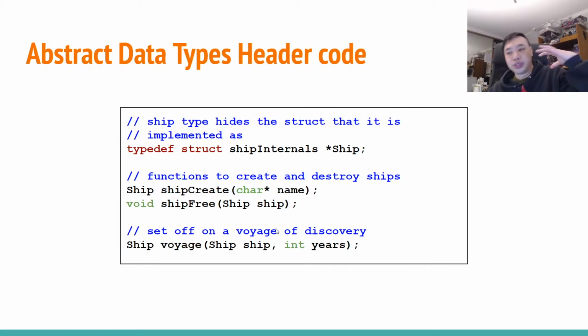Okay, so some information about abstract data types. We have a ship internals. The typedef here allows us, in a sense, to create a new type so that we don't get caught up thinking about this thing as a struct pointer. We get to think about it as an abstract thing instead. So I can create a ship, I can free a ship, or I can send a ship on a voyage of a certain number of years.